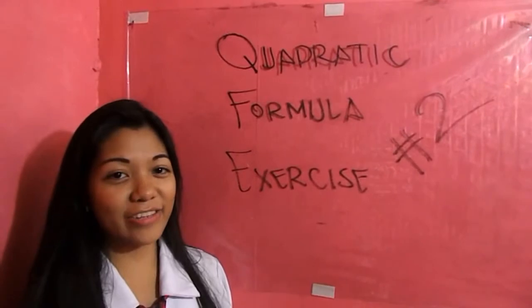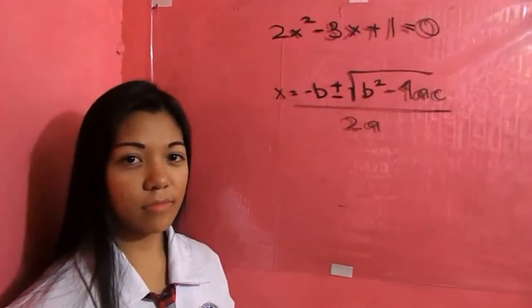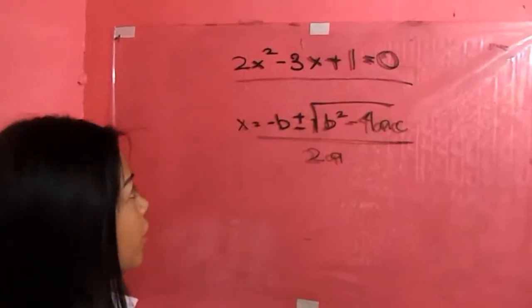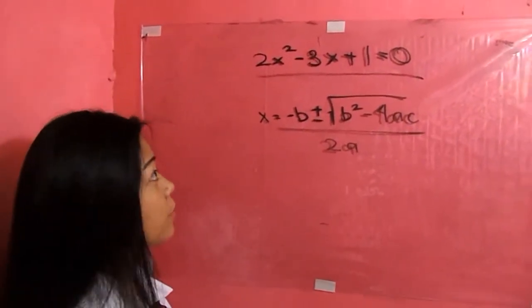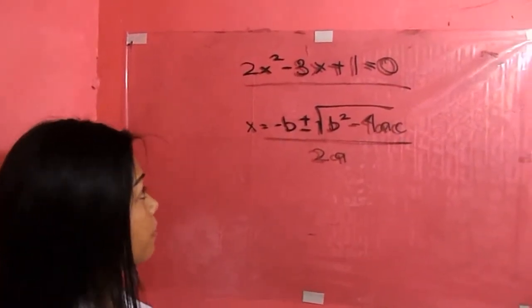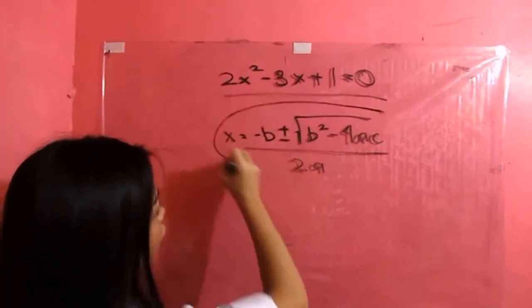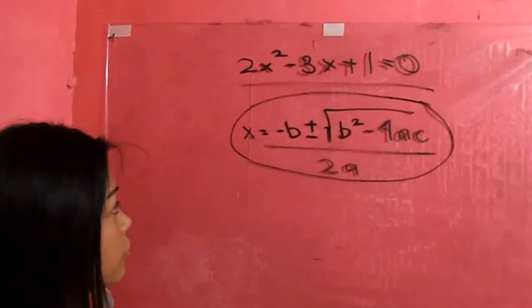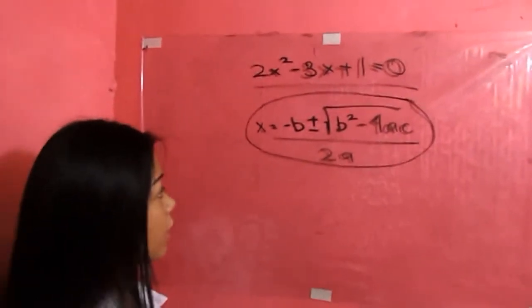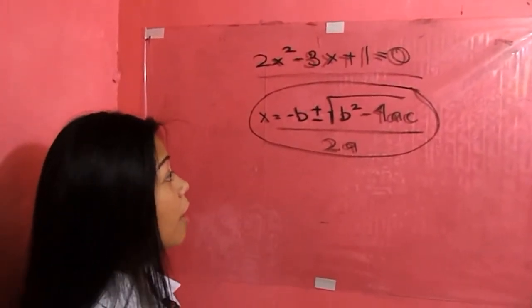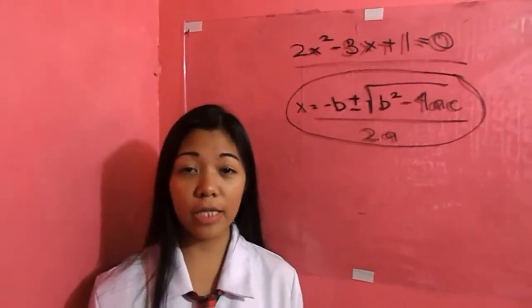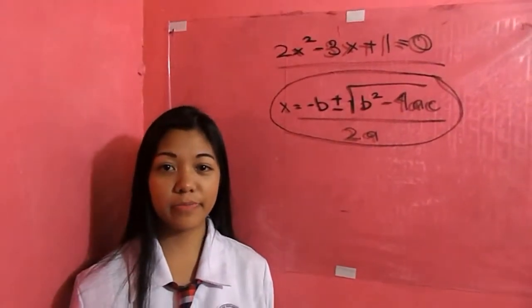Quadratic formula exercise number 2. This is the problem: 2x squared minus 3x plus 1 is equal to 0. Use the quadratic formula for solving the problem. x is equal to negative b, positive and negative, square root of b squared minus 4ac over 2a. I'll wait a minute for you to solve the problem.